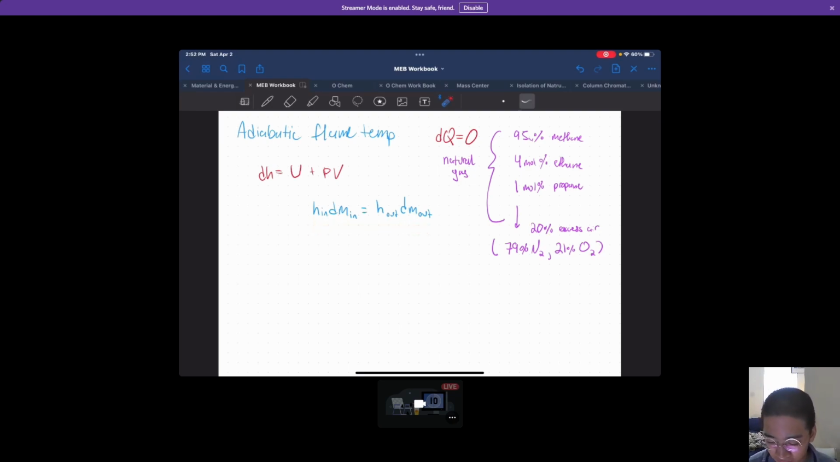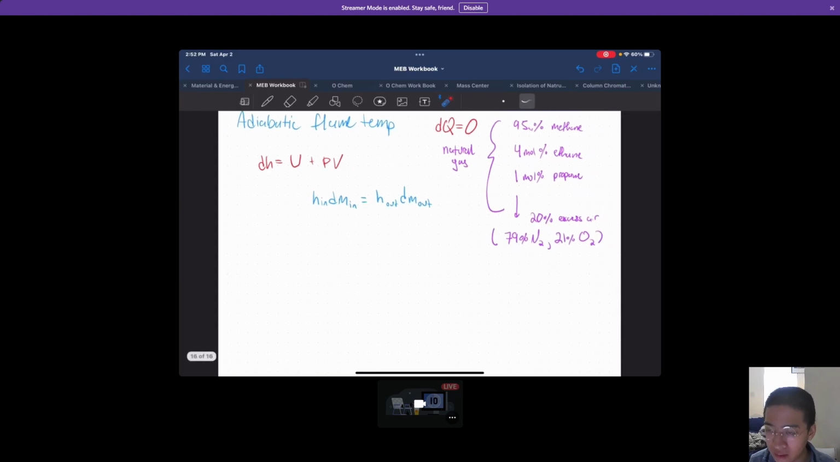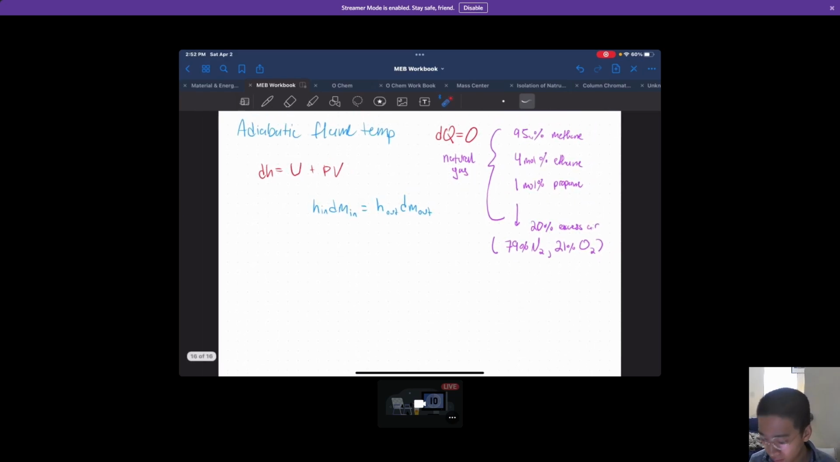And the second thing to consider is we don't have a pure fuel. Instead, we have a fuel mixture dictated by these mole percentages. We also have 20% excess air in these conditions, and assuming the normal mole percent of air, nitrogen and oxygen.